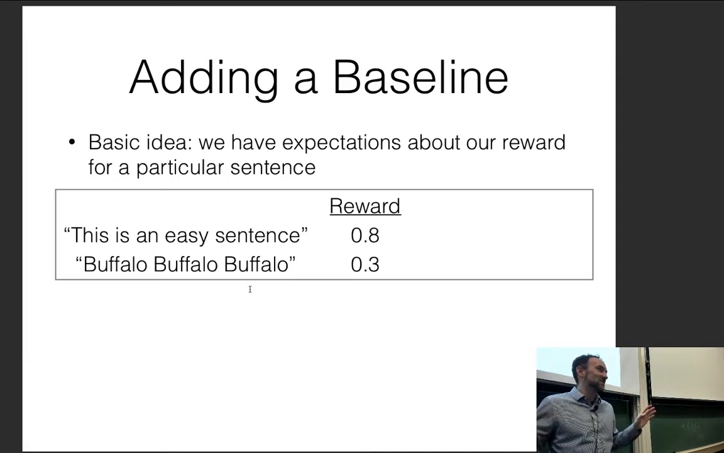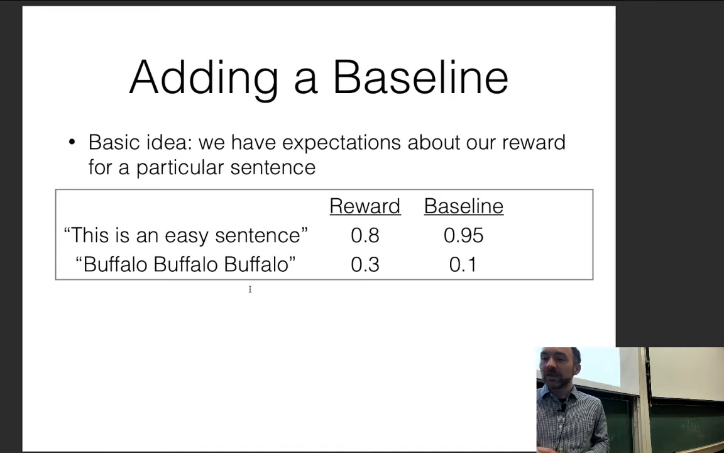Actually, search this on Wikipedia. The actual sentence is "Buffalo buffalo Buffalo buffalo buffalo buffalo Buffalo buffalo." So that's a real grammatical English sentence. But anyway, we have our reward of 0.8 and 0.3 for how well we process the sentence.